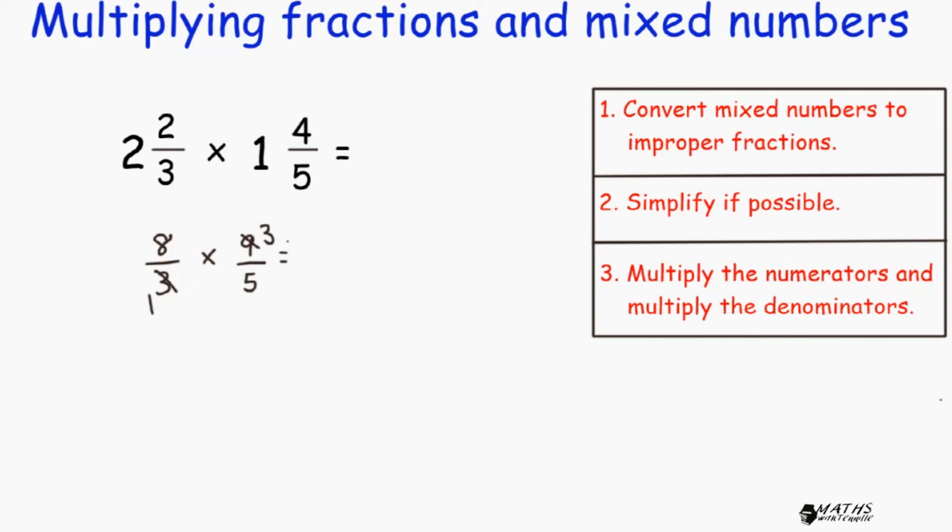Finally, I multiply my numerators. 8 times 3 is 24. And I multiply my denominators. 1 times 5 is 5. This is an improper fraction, so now I'm going to change it to a mixed number. 5 goes into 24 4 times. 4 times 5 is 20. There is a remainder of 4, and my denominator remains the same. So my final answer is 4 4/5.